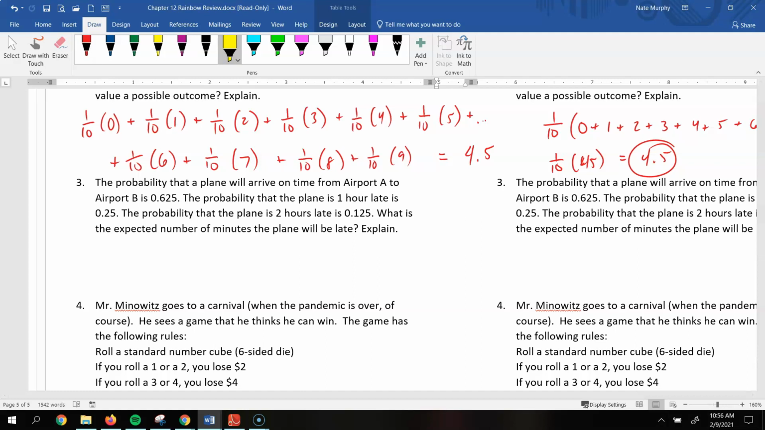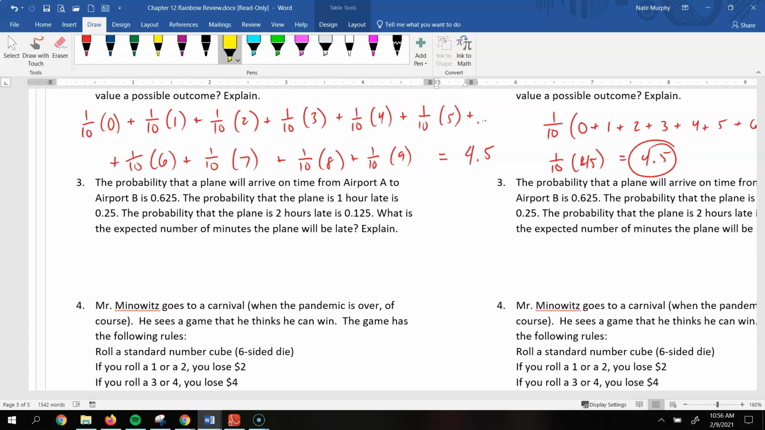Now, number 3, it says the probability that a plane will arrive on time from airport A to airport B is 0.625. The probability that the plane is 1 hour late is 0.25. The probability that it's 2 hours late is 0.125. What is the expected number of minutes the plane will be late?